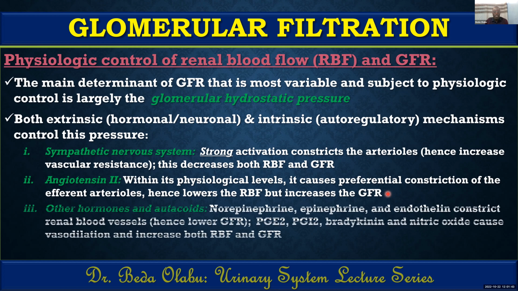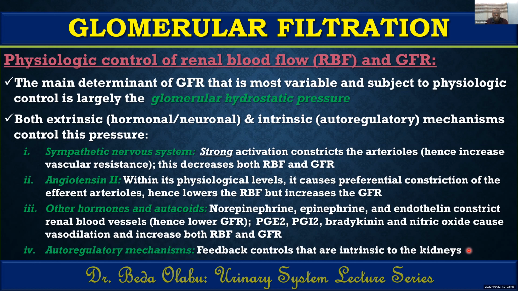There are other hormones as well, and autocoids. Autocoids are chemicals that are produced locally within the kidney. So things like epinephrine, which is adrenaline, norepinephrine, which is noradrenaline, and endothelins usually constrict renal blood vessels. And because of that, they cause lowering of the renal blood flow. Therefore, GFR is also lowered. Things like prostaglandin E2, prostaglandin I2, which is prostacyclin, bradykinin, and nitric oxide cause vasodilation of the vasculature within the kidney. And because of that, there is increased blood flow and increased glomerular filtration rate.